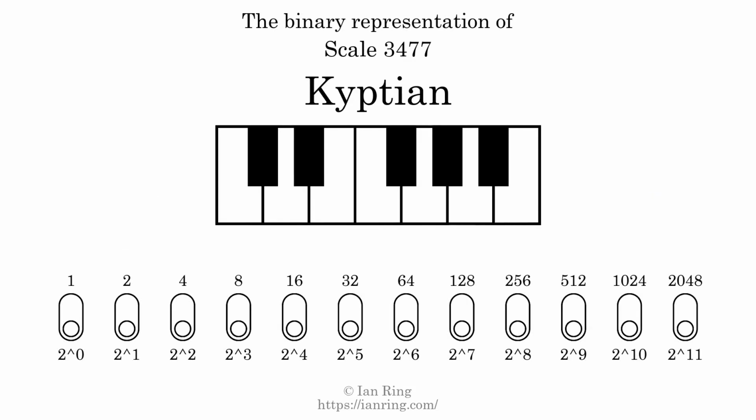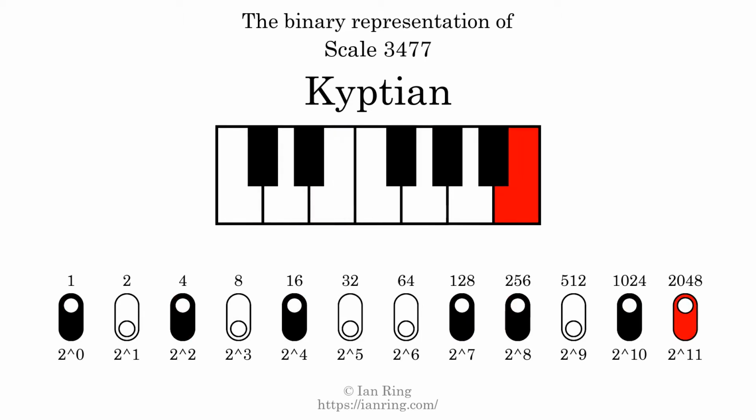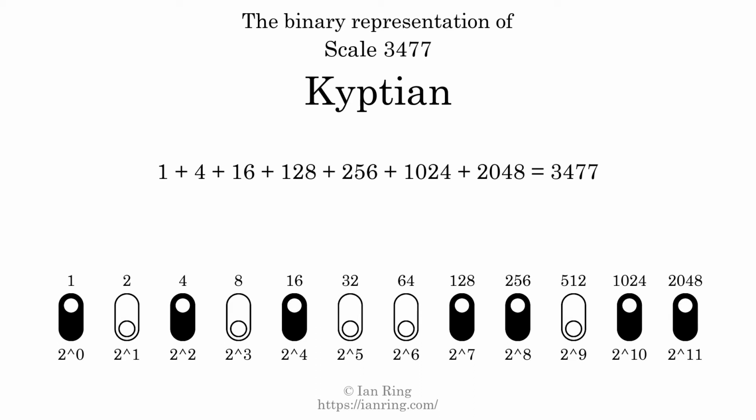The binary representation of this scale is determined by mapping tones of the scale to binary digits. Each binary digit represents a power of 2. To get the scale number, we add the powers of 2 together. The powers of 2 that are present in the scale, all added together, equals 3477. That is why the scale number, in decimal, is 3477.